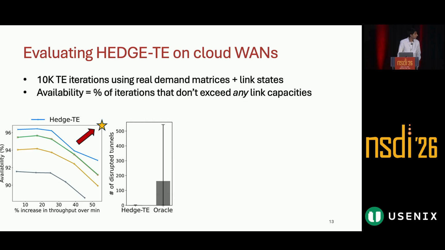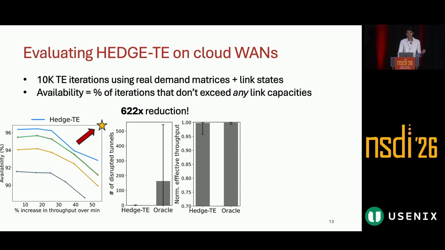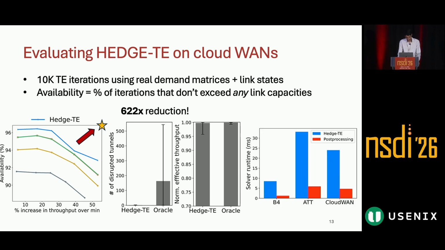TE iteration. And what you can see here is that compared to the Oracle WAN, HEDGE reduces the number of tunnels that are displaced by 622x. And what I mean by displaced tunnels is how many times I had to update the path weights for a particular path. And while sustaining nearly equivalent throughput. And remember, the oracle sustains the maximum throughput that's possible because it's able to adapt to the instantaneous state of the network. And finally, it's computable within milliseconds on a number of production WAN topologies.